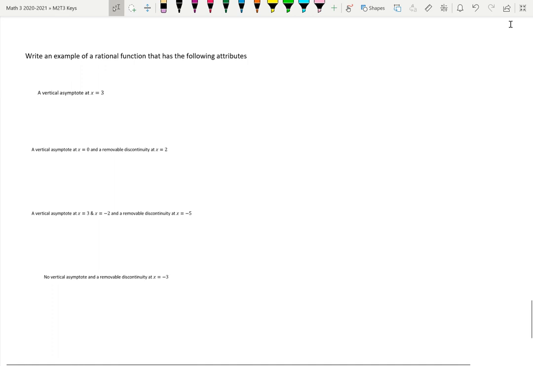So we need a vertical asymptote at x equals 3. Essentially what we want is a rational function that creates an asymptote at x equals 3. Okay, so understanding that means the denominator cannot be 3. Essentially, the denominator has to be x minus 3. The reason being is x minus 3, when I substitute 3 in, gives me 0.